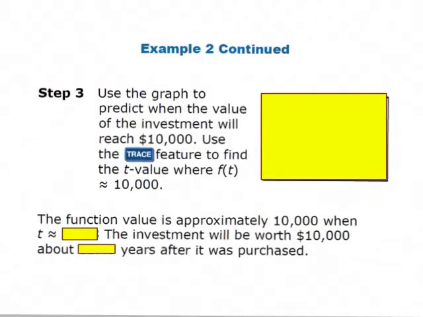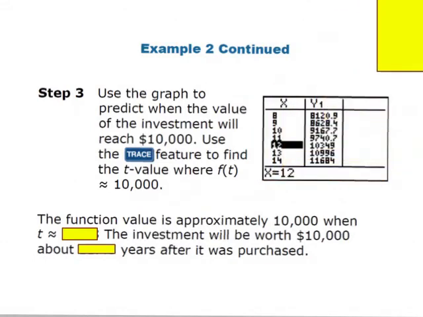Now there's another way you could do this, and that is by viewing the table. If you viewed the table, you could see that at 12 years, right here, you were at 10,349. You could actually zoom in a little bit closer and try to get more precise on that as well. It turns out the answer comes out to be that it reaches $10,000 at 11.43 years.